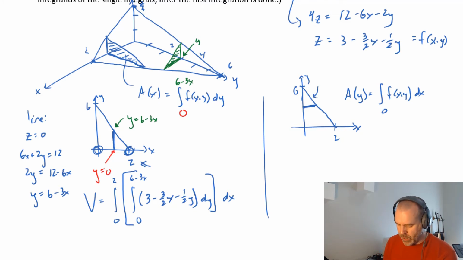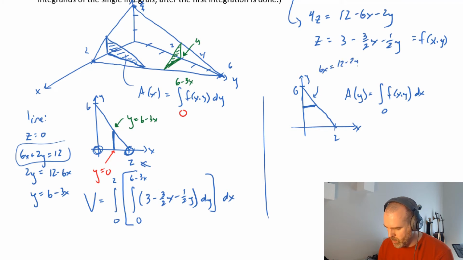So just like before, we had 6x plus 2y equals 12. So we can solve for that x value. 6x equals 12 minus 2y. x is equal to 2 minus 1/3 y. So x goes from 0 to 2 minus 1/3 y.